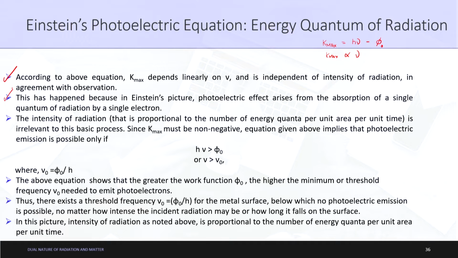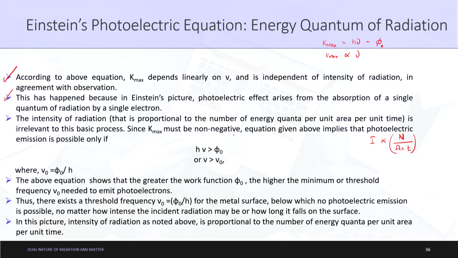The intensity of radiation is proportional to the number of energy quanta per unit area per unit time. So intensity is directly proportional to the number of quanta, n, per unit area per unit time. This is the basic crux, but it is irrelevant to the basic process, so it has no use in the photoelectric equation.